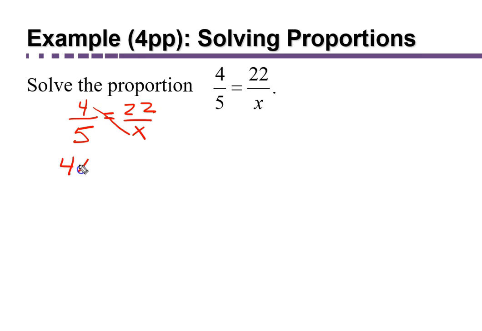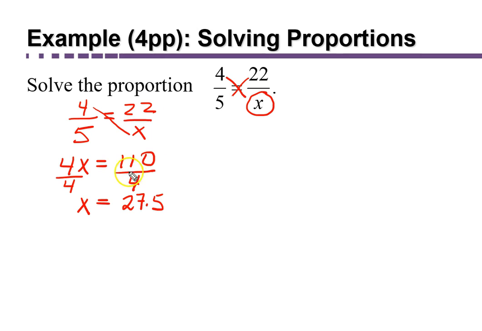So this is going to be 4x. And this is going to be 110. And we divide both sides by 4 here using a little algebra. And we get x equals 110 divided by 4. And we get 27.5. So one of the kinds of things you're going to be asked to do in proportions is to solve for the missing letter here, x, the missing value. And we do that by cross multiplication and then solving that little equation.